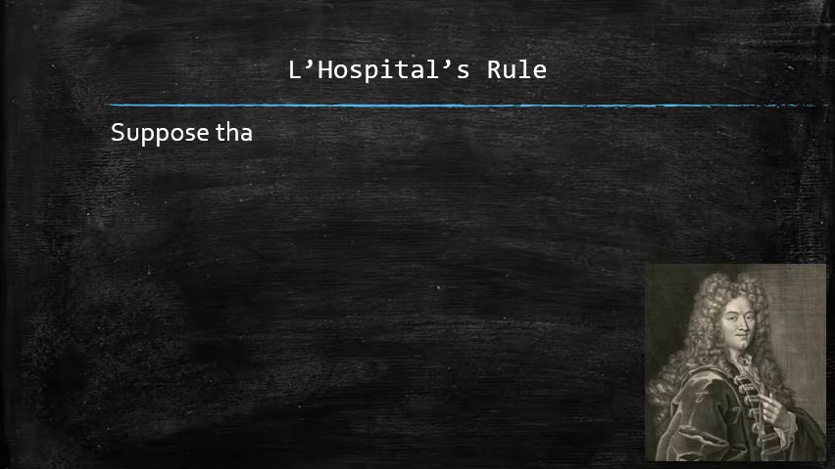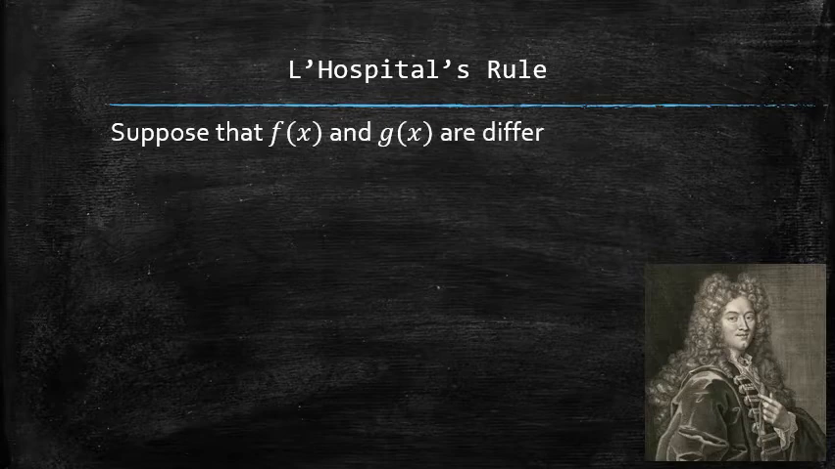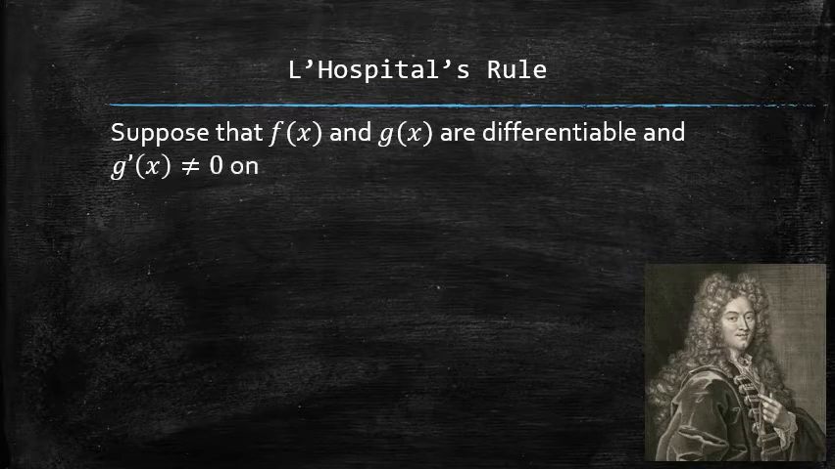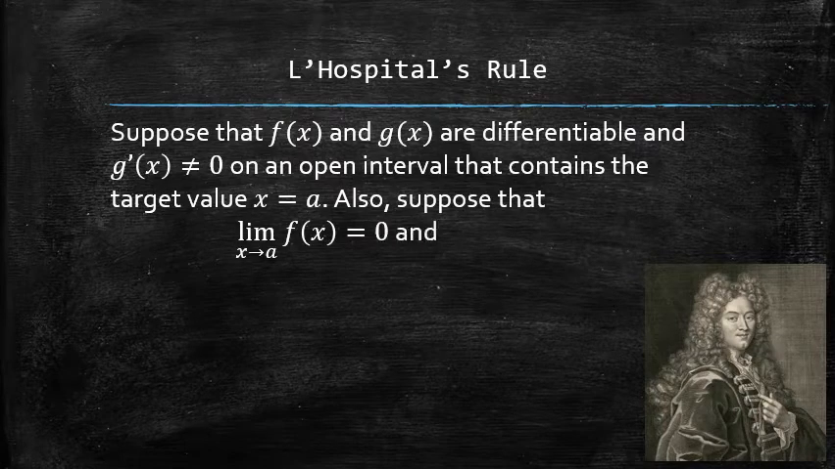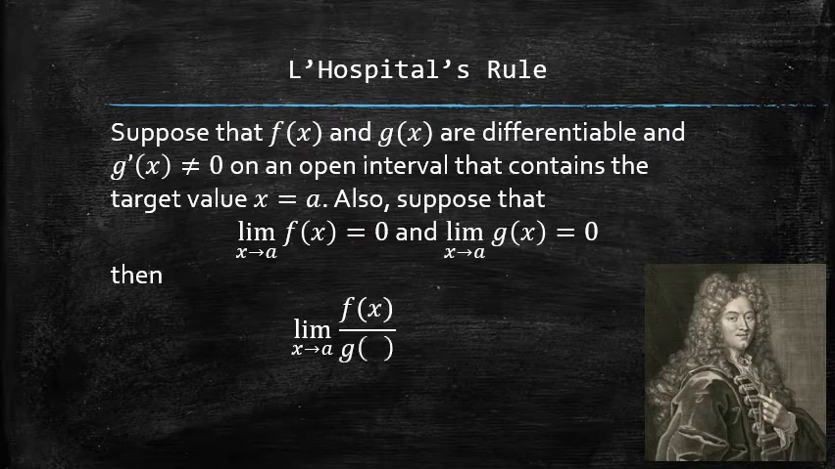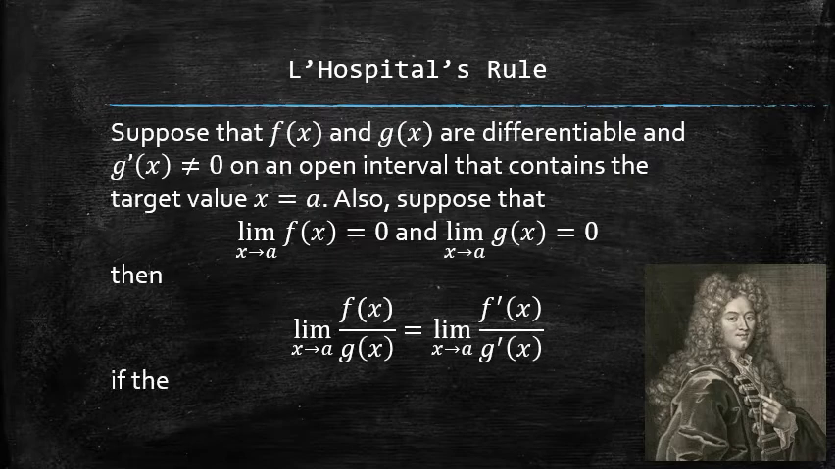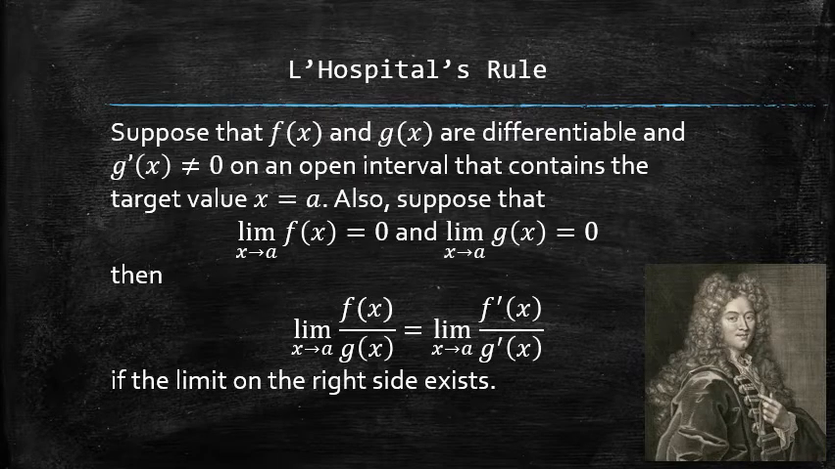L'Hopital's rule states that for some functions f and g that are differentiable and such that g prime of x is not equal to 0 on an open interval that contains the target value x equals a, and such that both functions approach 0 at the target value a, the limit of their ratio is the same as the limit of the ratio of their derivatives.